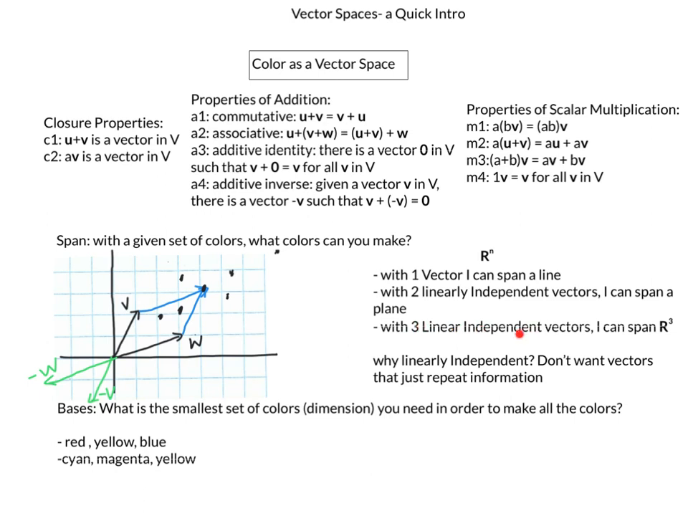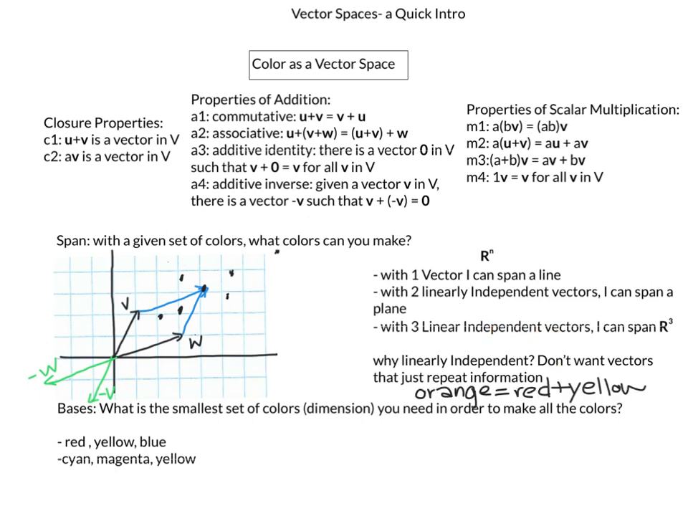And with 3 linearly independent vectors, I can span R3. So why do I say linearly independent vectors here? Well, for the 2, it's because you don't want them to be collinear. But the idea is, if the vectors are linearly dependent, there's some repeated information. In other words, if they're linearly dependent, at least one of the vectors can be written in terms of the other two. So that one vector that can be written in terms of the other two, its information is already contained in the other two vectors.